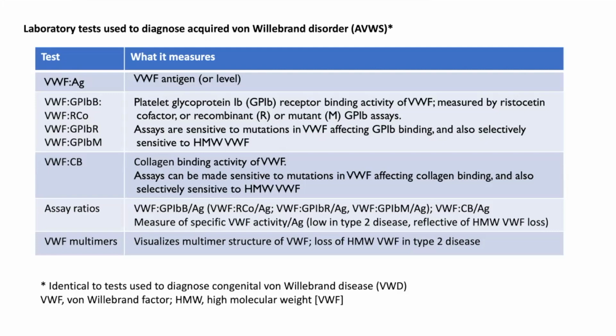The other main utility really is looking at the assay ratio. So looking at the glycoprotein 1B binding to antigen ratios, and it doesn't matter again which of those you use, just the ratio of the glycoprotein 1B binding activity assay to antigen, or the collagen binding to antigen. And these provide you a measure of the specific VWF activity to antigen, which is low in type 2 disease, reflective of high molecular weight VWF loss. Now, this is important in congenital von Willebrand disease. It's important in acquired von Willebrand syndrome, but it's becoming increasingly important in acquired von Willebrand syndromes that are associated with loss of high molecular weight VWF, particularly the conditions that I mentioned in terms of left ventricular assist devices and in terms of ECMO. And then you can also perform multimer analysis, which assesses the structural integrity of von Willebrand factor and also gives you a clue as to whether there's a loss of high molecular weight VWF in type 2 disease.